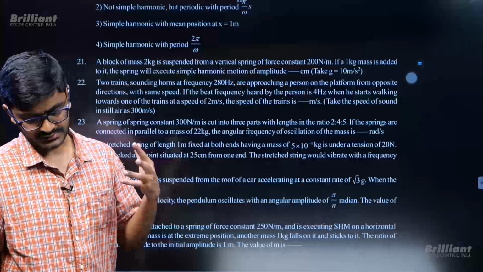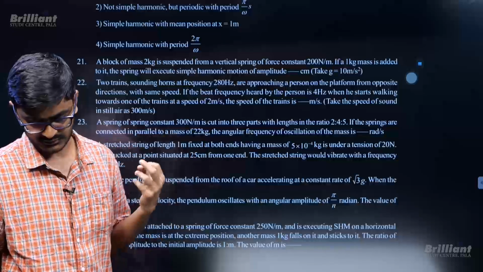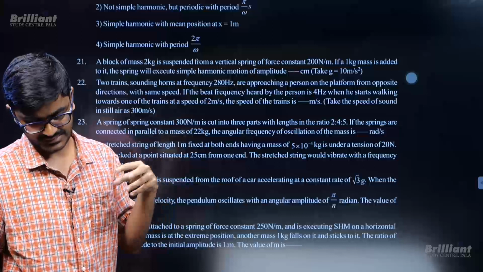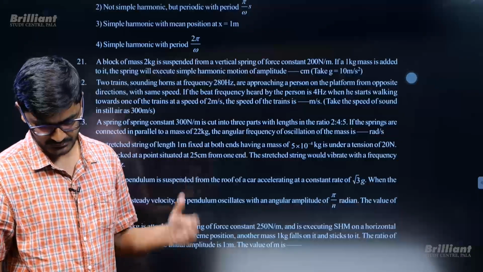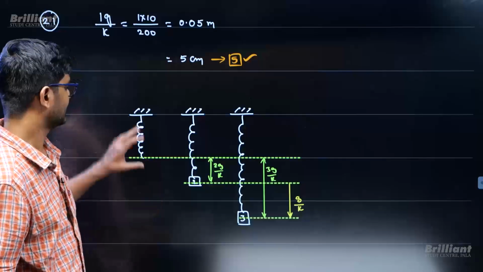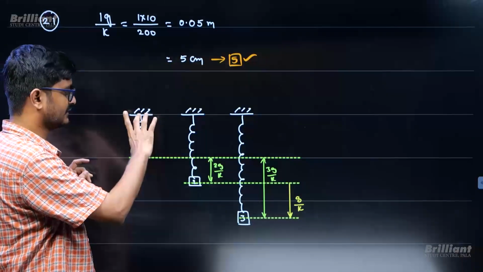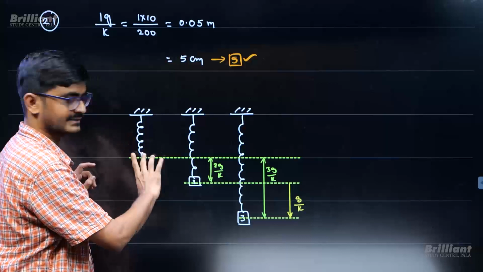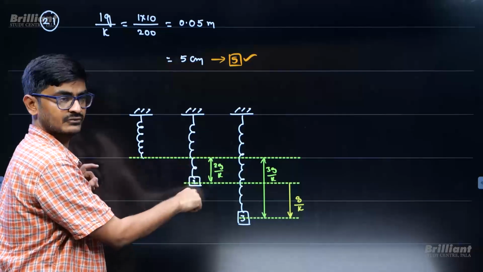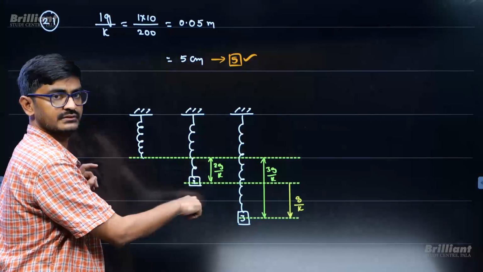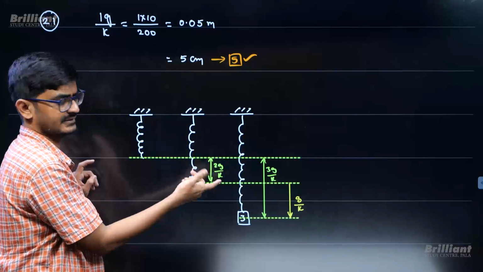A block of mass 2 kg is suspended from a vertical spring of force constant 200. If 1 kg mass is added to it, the spring will execute simple harmonic motion of what amplitude? When the spring is at natural length, it is going to look like this. When you add 2 kg, it will be extended. Now what is that distance in equilibrium? Spring force must be equal to weight, so kx equals 2g. From there x equals 2g by k. That much you can get.